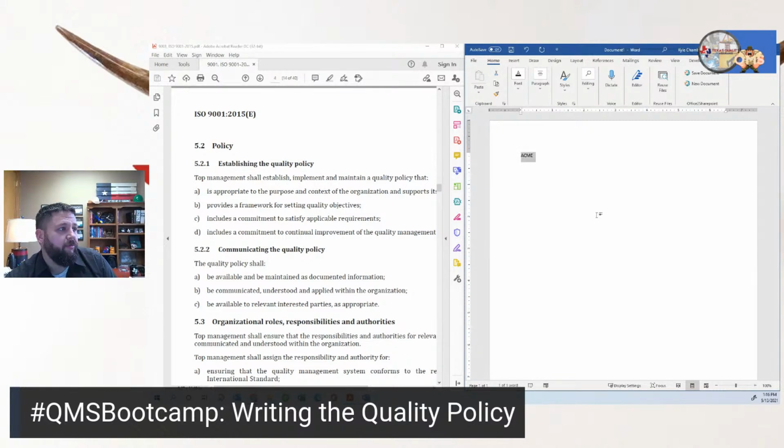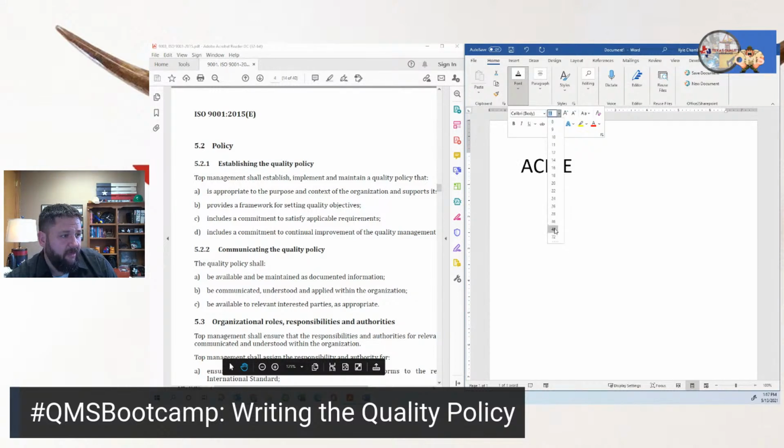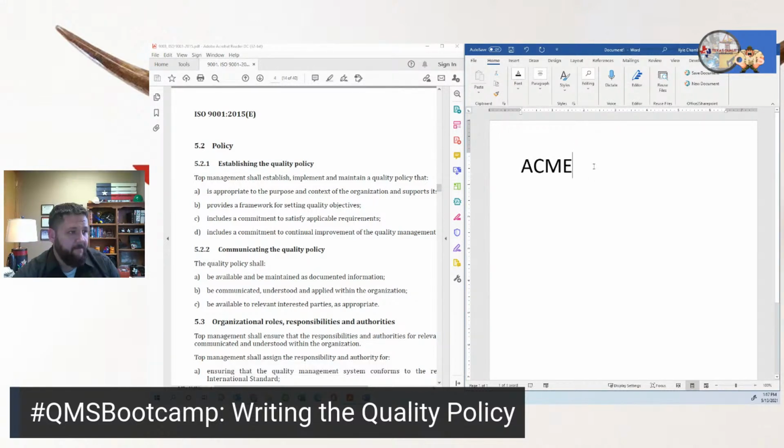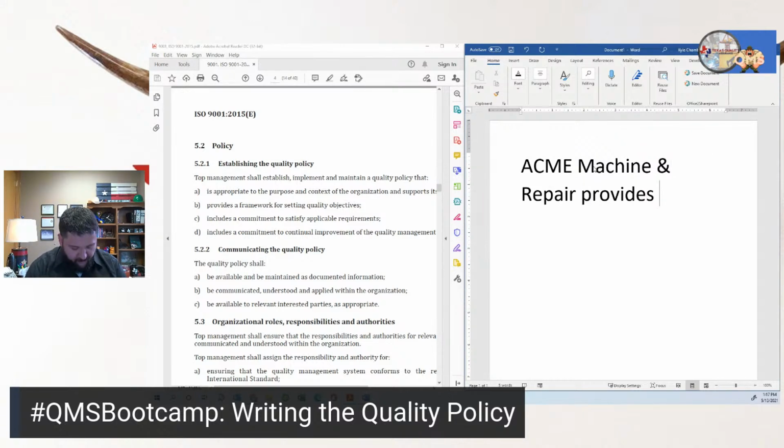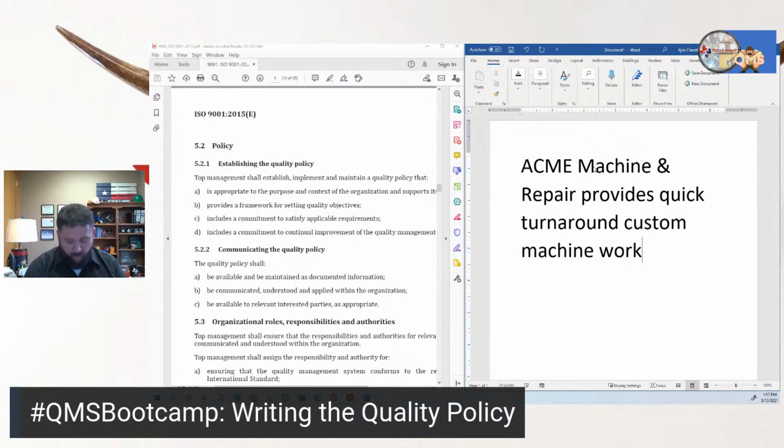So let's say here that ACME, here, let's blow that font up so everyone can read it on the screen. So ACME Machine and Repair provides quick turnaround, custom machine work for the oil and gas industry.